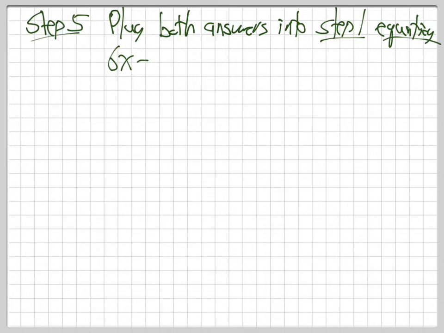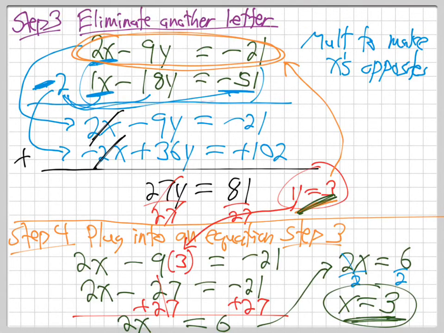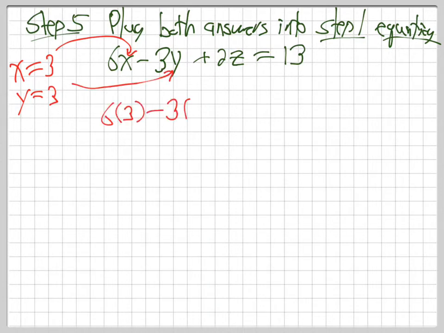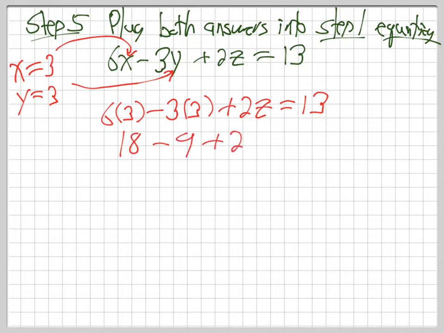6x minus 3y plus 2z is 13. And I'm going to plug in, what two answers did we get? Y and x are both 3. So I'm going to plug in x is 3 right there, and y is 3 right there. So I get 6 times 3 minus 3 times 3. And now we can solve for z. 18 minus 9 plus 2z is 13. What's that? 18 minus 9 is 9.